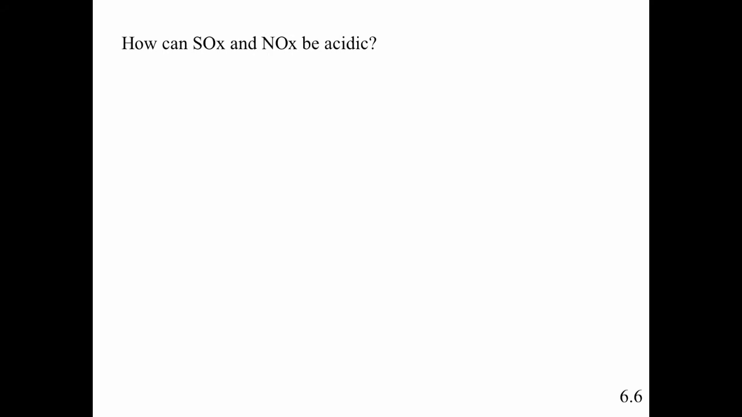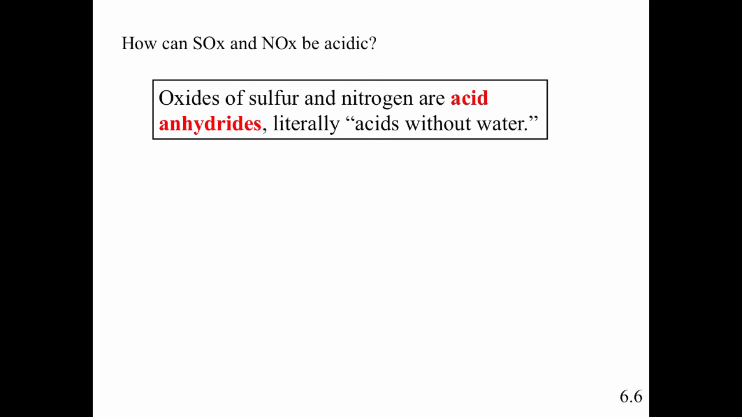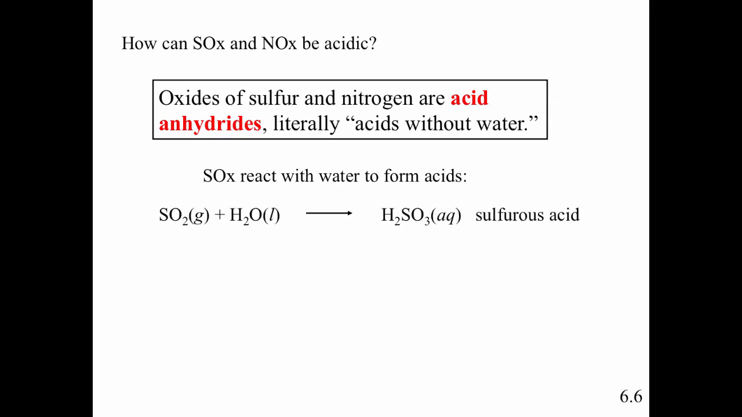But how can SOx and NOx be acidic? They don't have a hydrogen group. These oxides of sulfur and nitrogen are called acid anhydrides, which literally means acids without water. SOx, when it reacts with water, forms an acid. In this reaction, the SO2 dissolves in water and forms sulfurous acid, which is a weak acid. Sulfur trioxide dissolves in water and forms sulfuric acid, a strong acid.